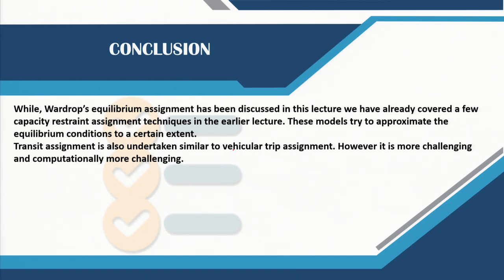So that means there is also cost. When people consider cost while traveling, they also consider different forms of cost like the number of transfers, the amount of in-vehicle travel time, the out-of-vehicle travel time and so on. So in that way transit assignment also needs to be undertaken, but compared to the previous normal vehicular assignment, it is a little bit difficult.